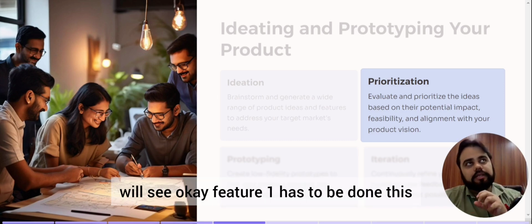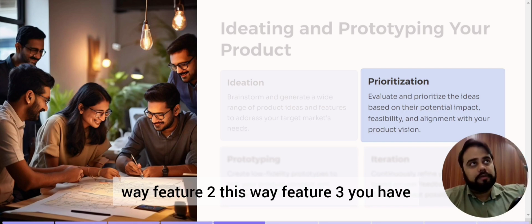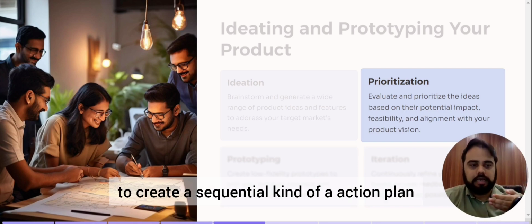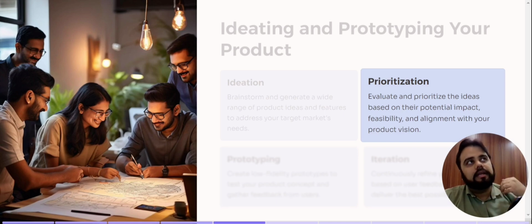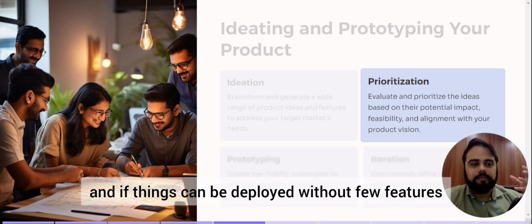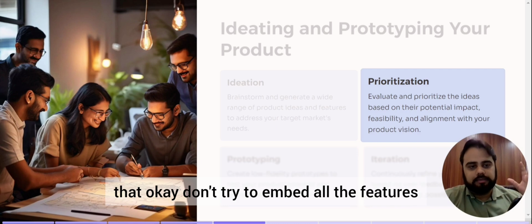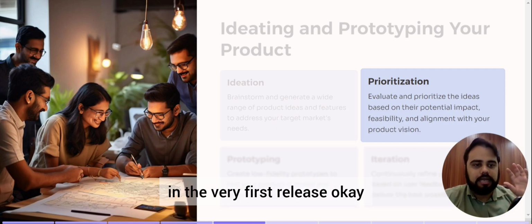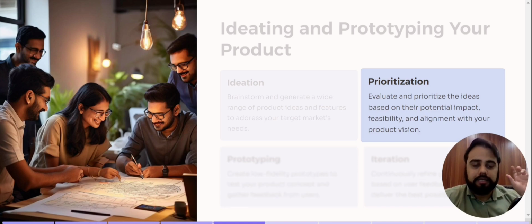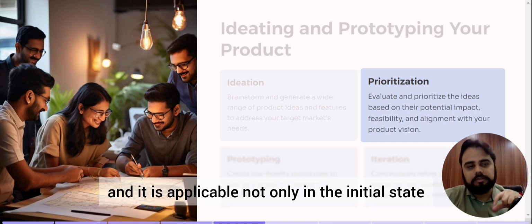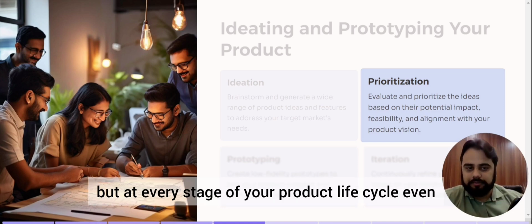Then you will see, okay, feature 1 has to be done this way, feature 2 this way, feature 3. So you have to create a sequential kind of an action plan, and if things can be deployed without a few features and you can test your idea, go with that. Okay, don't try to embed all the features in the very first release. That is the prioritization thing, and it is applicable not only in the initial stage but at every stage of your product life cycle.